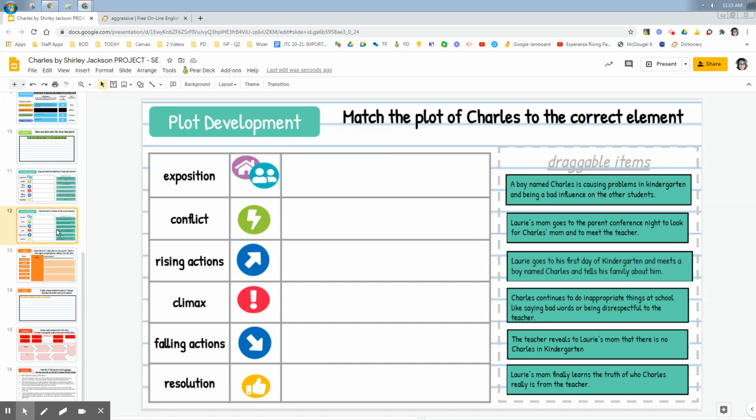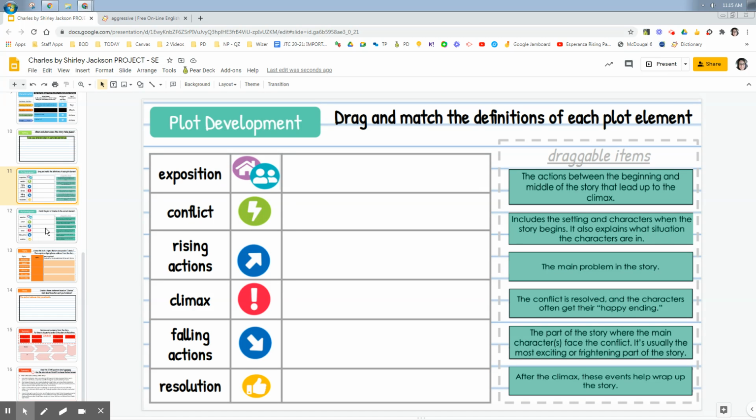Slide 12 looks very similar to slide 11, but the difference is now you are going to match the plot elements to the plot events from the story Charles. So still going in the order from exposition all the way to resolution. And remember, plot development normally goes in sequential order, so how they happen in the story: first, next, later, last. I'm going to read out loud each plot event, and then you're going to drag and match where you think they belong, based on the definitions of slide 11 to help guide you.